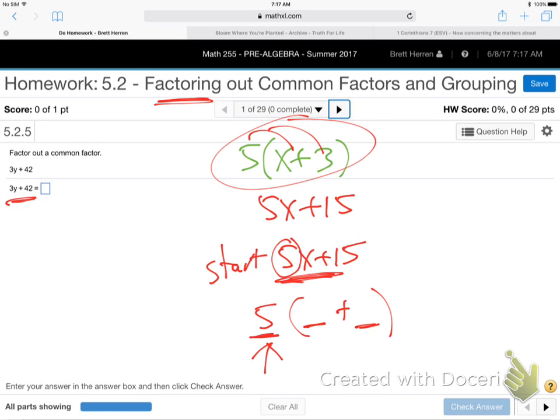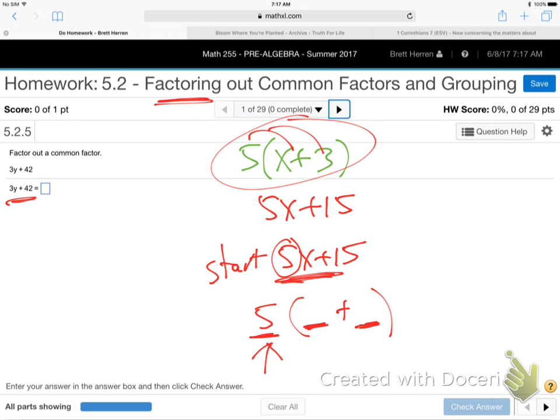Well, yeah. And then see if it's factors. Yeah, 5 goes into 5 and 15. I'll do another one. I'll show you. So yeah, 5 goes out here. Now, how do you know what goes in the parentheses now? You divided by 5, so the x is left over and 3 is left over.